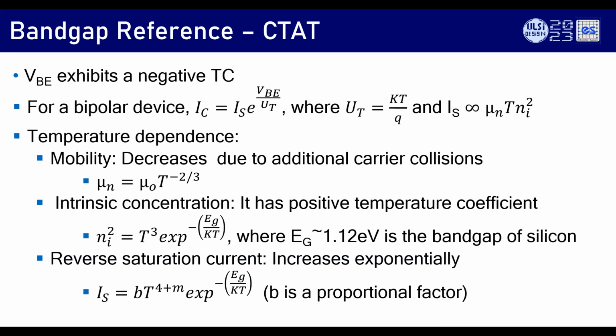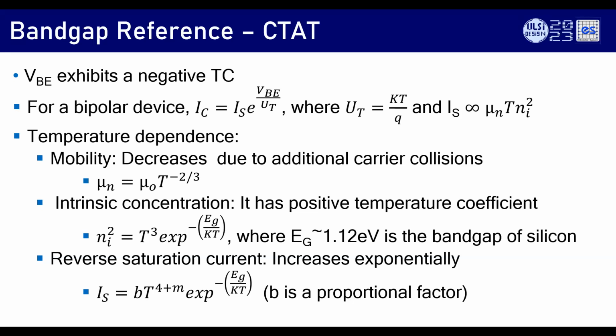We saw that VB exhibits a negative temperature coefficient, and initially I told you that we are going to ignore the higher order terms. Now you can ask me what the higher order terms are and how it is valid to ignore them. To explain that, IC is proportional to IS times some exponential VB by UT, and IS is proportional to mobility times temperature times Ni square.